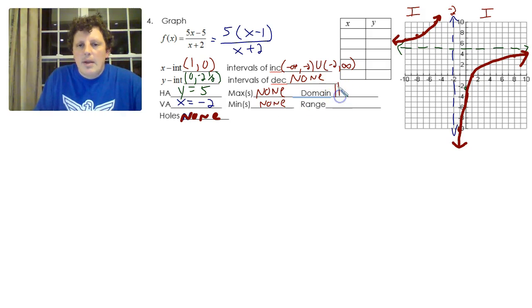And the domain and range are all real numbers for the domain except for where we have that vertical asymptote at -2. And for the range, it's all real numbers except where we have the horizontal asymptote on the y-axis, which is at +5.